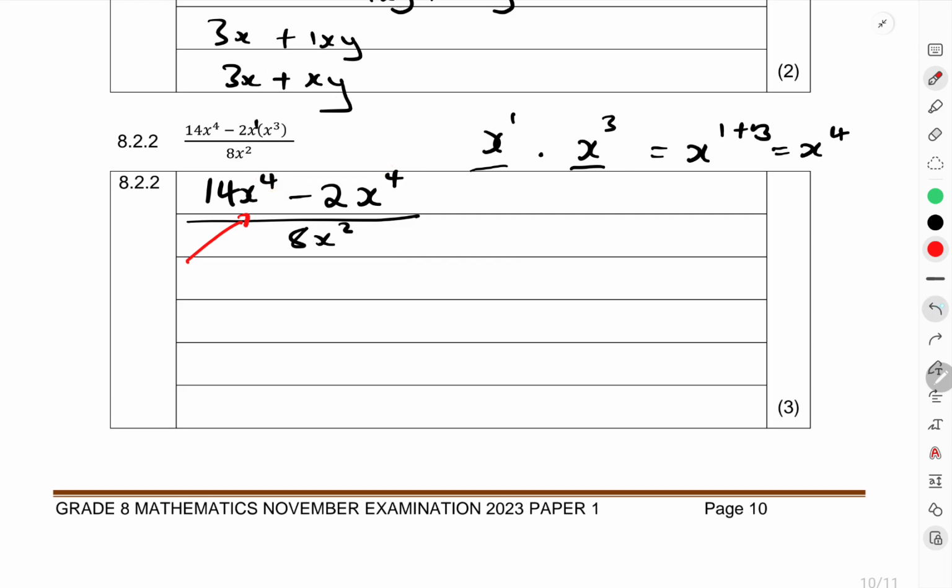Now, if you are having your like terms, you deal with the coefficient. What is 14 minus 2? I'm going to have 12. Therefore, it means I'm going to have 12x to the power 4 divided by 8x to the power of 2.